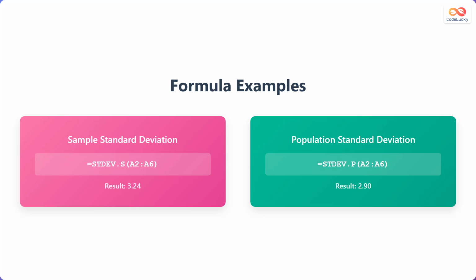For the sample standard deviation, the formula is equals STDEV.S, 6, and the result is 3.24. For the population standard deviation, the formula is equals STDEV.A, 6, and the result is 2.90.